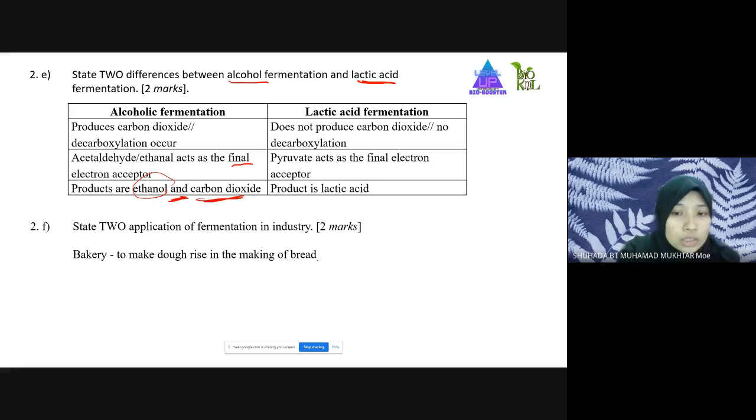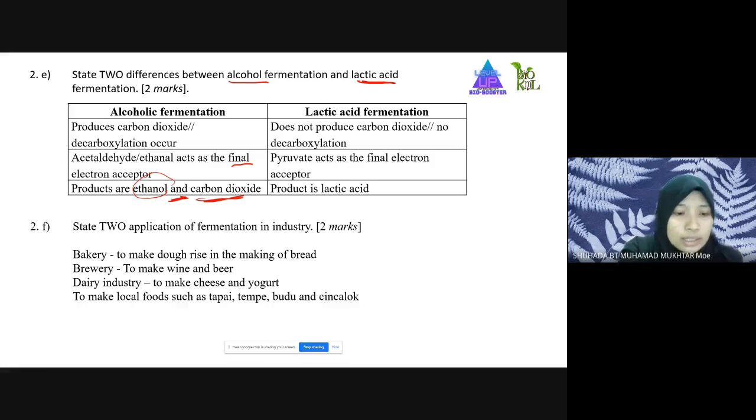Okay, so mention, explain sikit. Lagi ialah for brewery, to make wine and beer. Okay, and then for dairy industry to make cheese and yogurt. And last sekali to make local food such as tapai, tempeh, ubi or cincaluk. Okay, so that is the applications of fermentation.